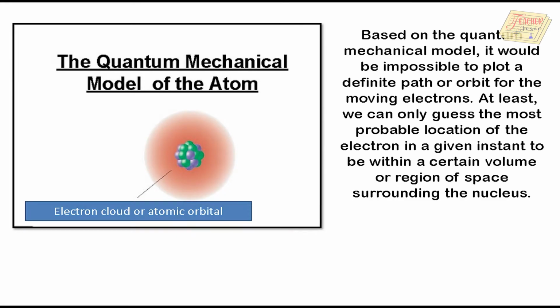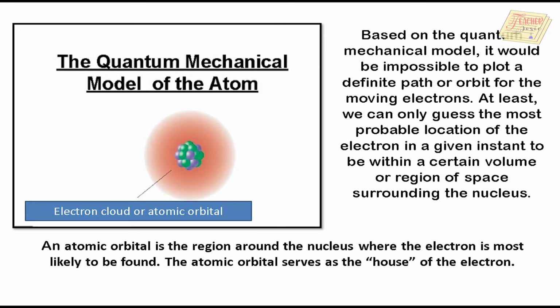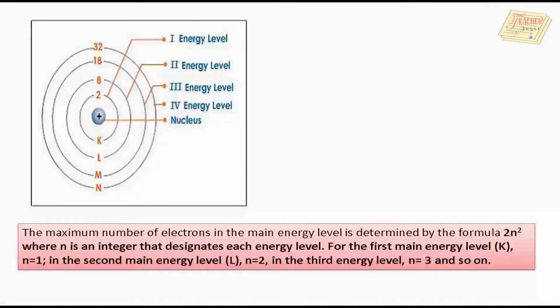Based on the quantum mechanical model, it would be impossible to plot a definite path or orbit for the moving electrons. At most, we can only guess the most probable location of the electron in a given instant to be within a certain volume or region of space surrounding the nucleus. An atomic orbital is the region around the nucleus where the electron is most likely to be found. The atomic orbital serves as the house of the electron.